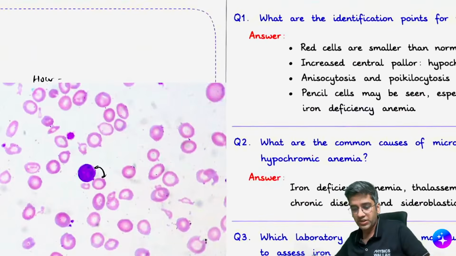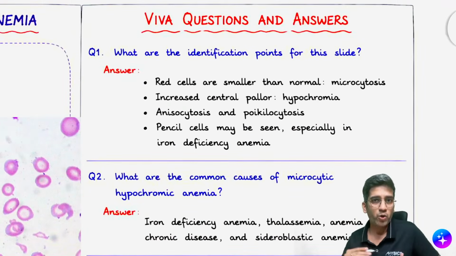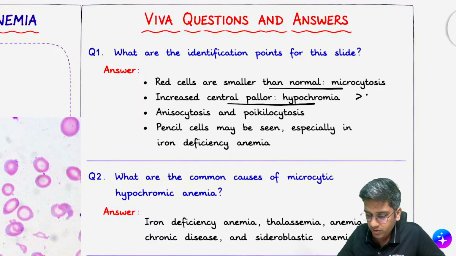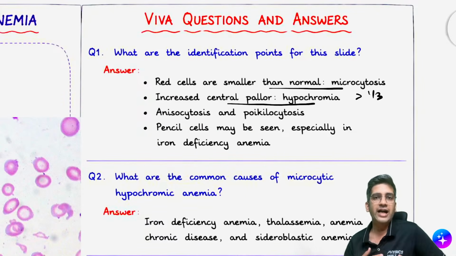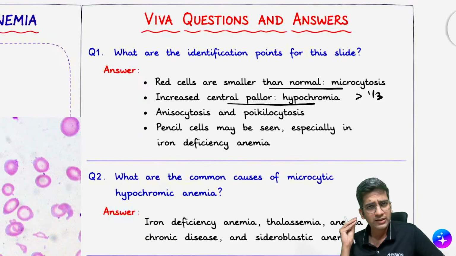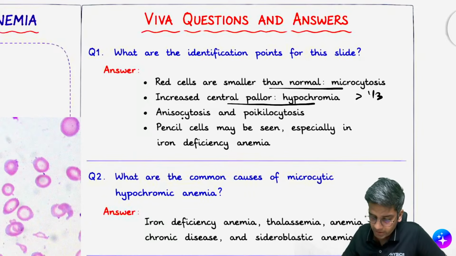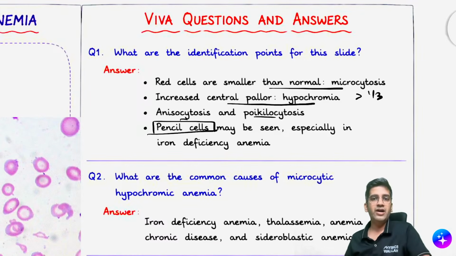Fine. So what are the questions we can ask, right? Identification point and size. Like I said, this is important. You have to know it. If it's more than central 1/3, I call it hypochromia. Normal 1/3 having pallor is completely normal. More than 1/3 is hypochromia. You'll have anisopoikilocytosis. Pencil shaped cells are very, very characteristic of iron deficiency anemia.